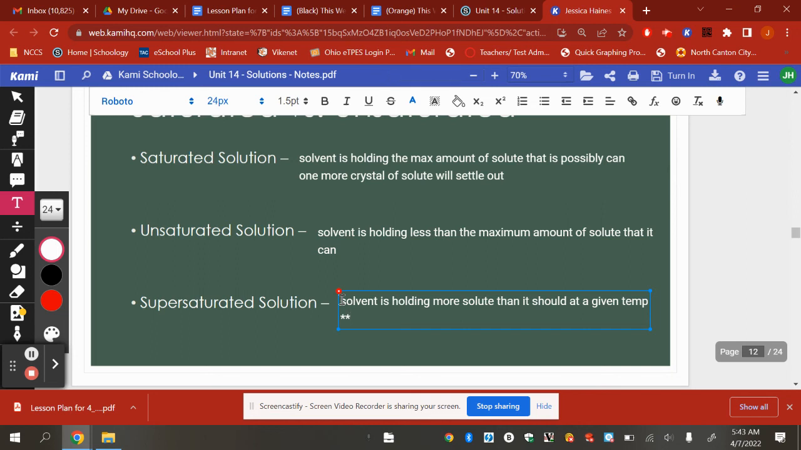If you've ever made rock candy, that's how you do it. You take and heat up water and you dissolve a whole bunch of sugar in it, and then you slowly cool it down so that the water is holding more sugar than it's supposed to. So this is achieved by heating.